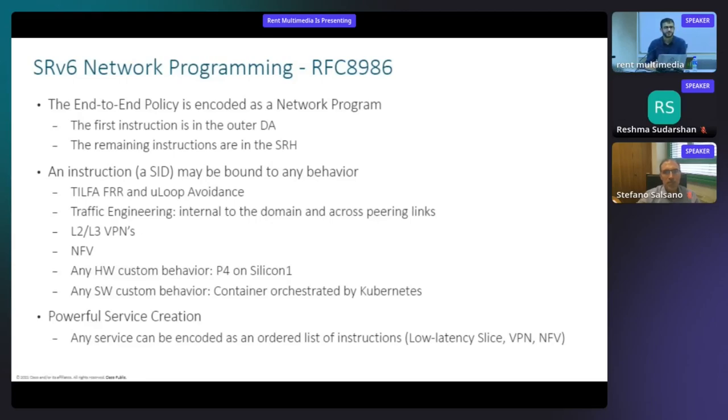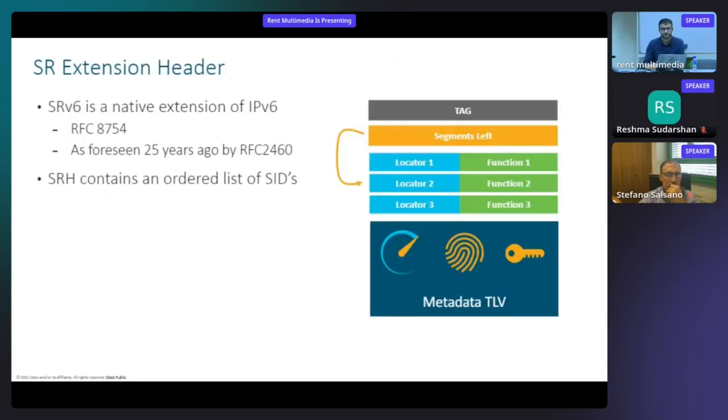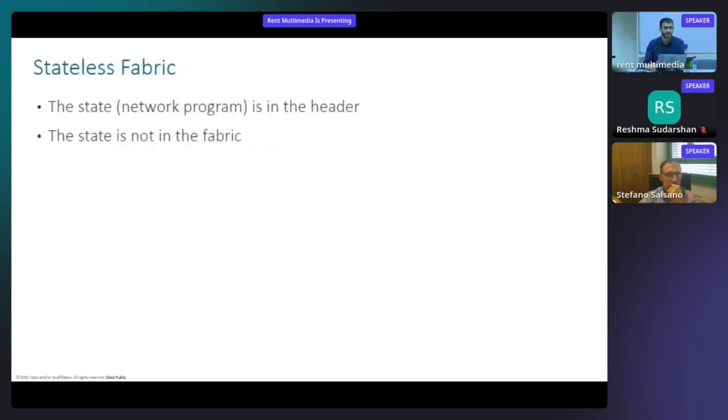Why? Because any service I need to deploy or I need to achieve can be encoded as a network program. And in this network program, I have a set of instructions. This set of instructions can be VPN combined with traffic engineering, combined with NFV, and combined with any custom behavior. All of this is achieved through a stateless fabric because the state of the packet is encoded in the packet. So the network program that we have is encoded in the packet header, but not in the network fabric. And this is basically the recipe to have an ultra scale network fabric. Packet state is in the packet header, but never in the network fabric.